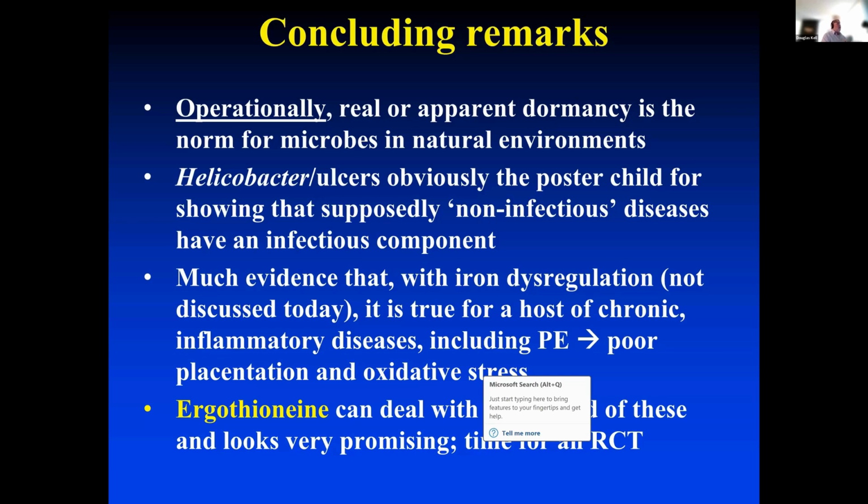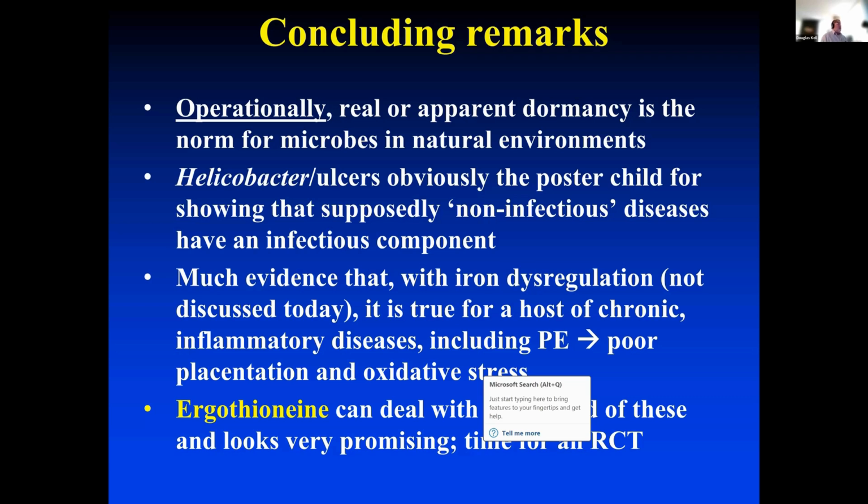Dormancy is actually normal for microbes in their natural environment. Clinical microbiologists don't tend to recognize this, but that doesn't make it untrue. Of course, the poster child for microbes causing supposedly non-infectious diseases is Helicobacter. We actually think, and you can read the reviews, that all chronic inflammatory diseases have an infectious origin, whether bacterial or viral, and there is a ton load of evidence if you care to read our reviews. I also didn't discuss iron dysregulation, which is part of the story, because there wasn't enough time for that.